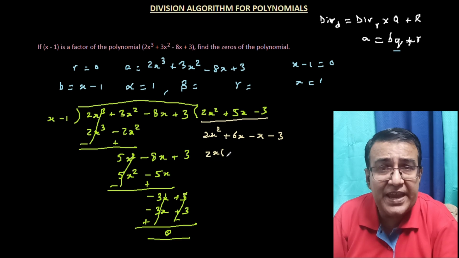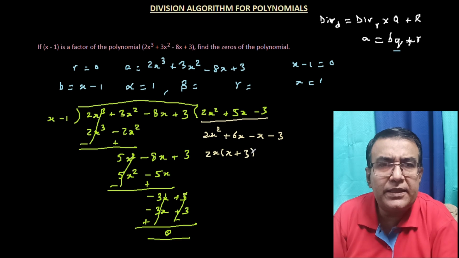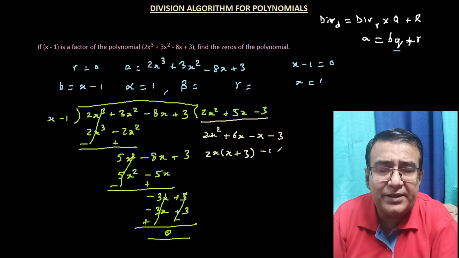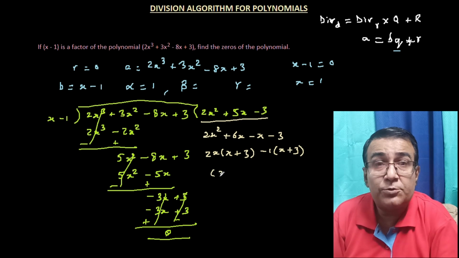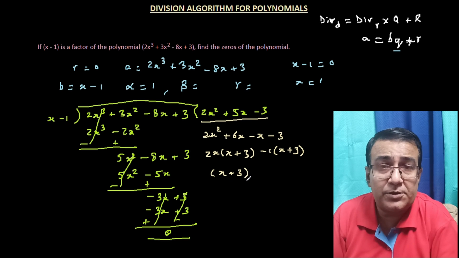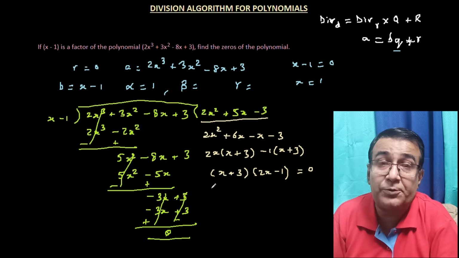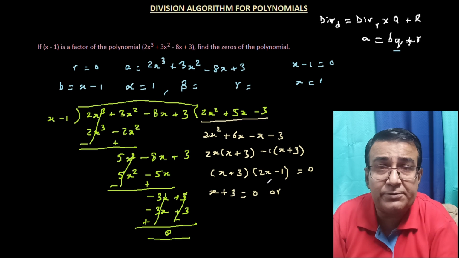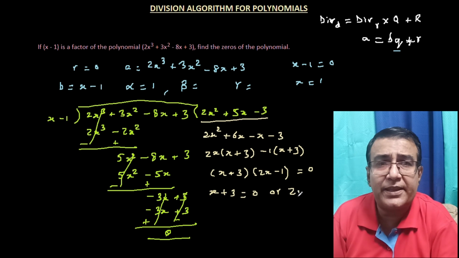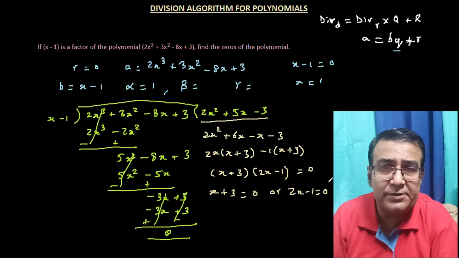From the first two terms we can factorize out 2x. We are left with x plus 3, and in these two terms we can factorize out minus 1, and again we are left with x plus 3. Again in these two terms x plus 3 can be taken as common, and we are left with 2x minus 1. Now to find the zeros, this has to be equated to 0, which means the product of two numbers is 0, that means one of the numbers is 0, so we can write that x plus 3 is equal to 0, or we can say that 2x minus 1 is equal to 0.